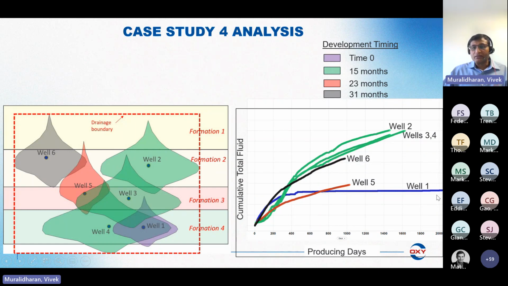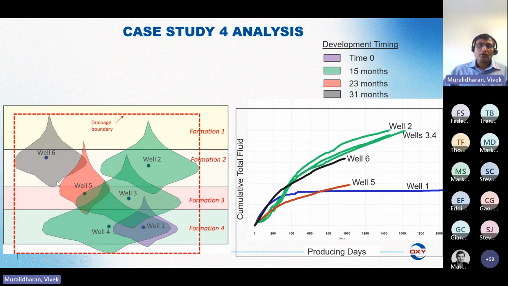That means well 1 didn't recover at all from the frac hit. That's because there's quite a bit of overlap between these, and all three wells were pretty much on top of each other. But well 5 came after about 8 months of wells 2, 3, and 4. It got affected by depletion. Now you can see that the SRV size is pretty small in that well.